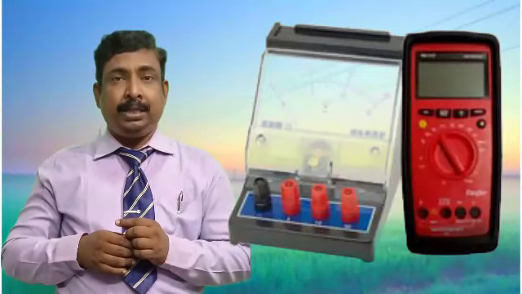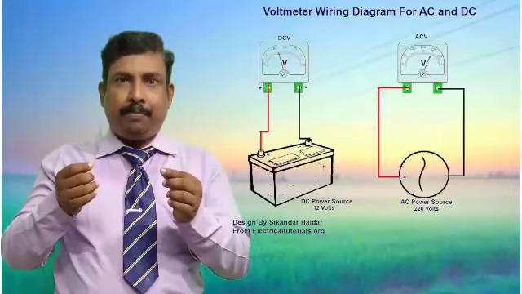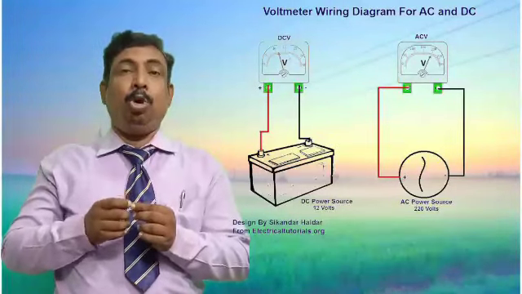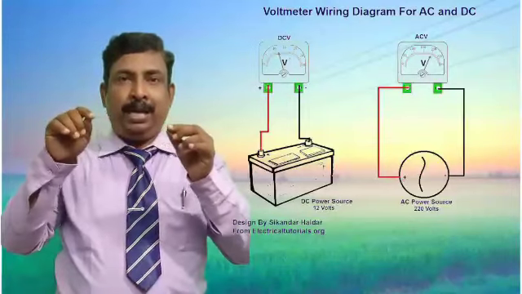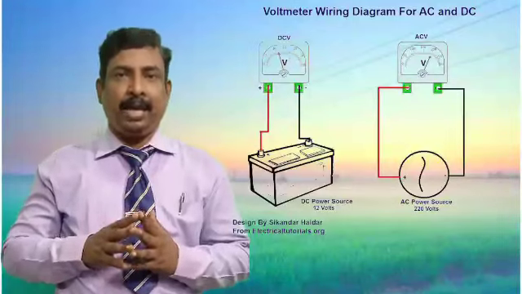How will it be connected? To measure the potential difference across any two terminals, we need to connect the voltmeter parallel to those particular points. Voltmeter is always connected parallel to the points or parallel to the device. Voltmeter connected in parallel.